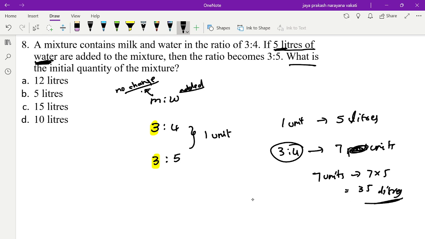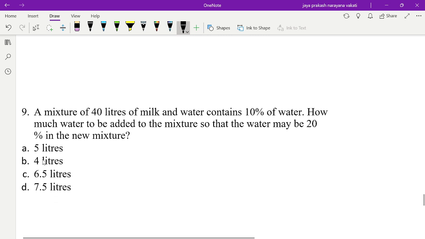Yeah, guys, there was some mistake in the options. The answer is 35 liters. Fine. Let's move on to my next problem.